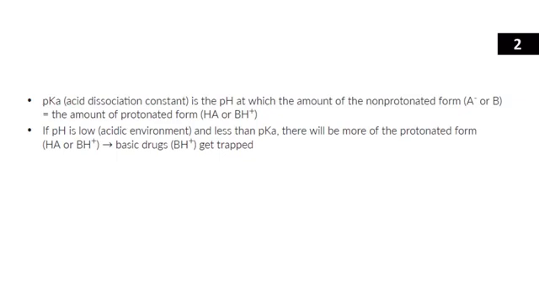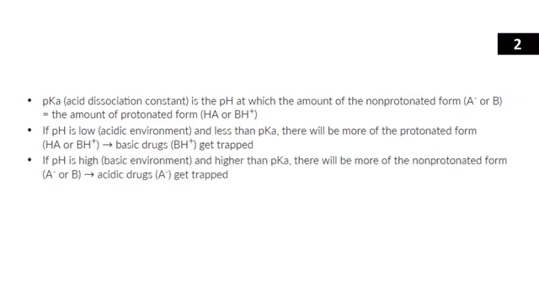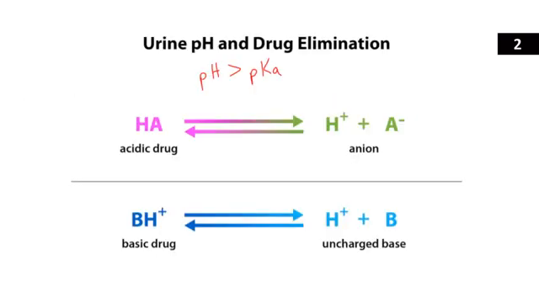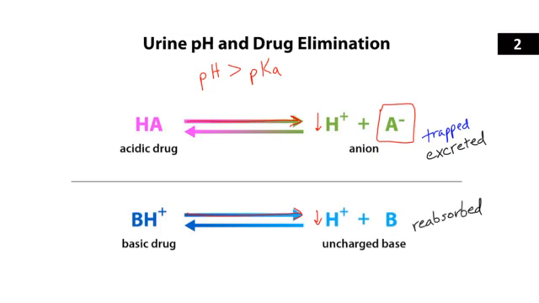The third bullet says that if a pH is high, which would mean a basic environment, and more importantly, if the pH is higher than the pKa, then there will be more of the non-protonated form. So when the pH is high and you don't have as many protons around, the equations shift toward the right, so that your weak acids will have a charge and your weak bases will be uncharged. And that means that in the basic alkaline urine, acidic drugs, the charged ones, are going to be trapped and excreted out, but basic drugs will be reabsorbed.